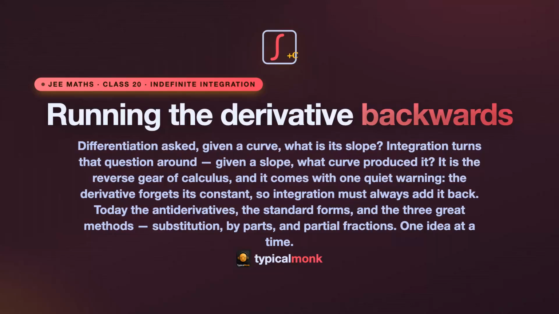Differentiation asked, given a curve, what is its slope? Integration turns that question around. Given a slope, what curve produced it? It is the reverse gear of calculus, and it comes with one quiet warning. The derivative forgets its constant, so integration must always add it back. Today, the antiderivatives, the standard forms, and the three great methods: substitution, by parts, and partial fractions. One idea at a time.